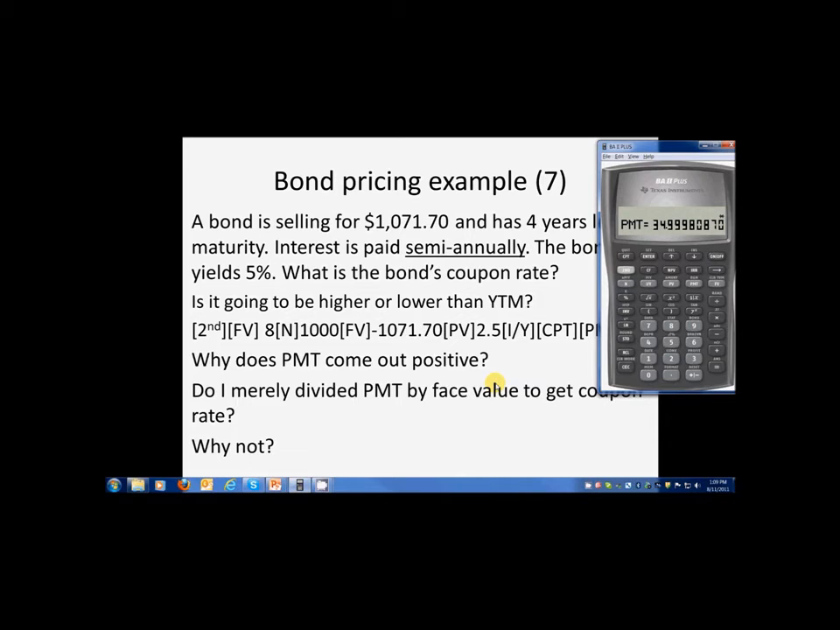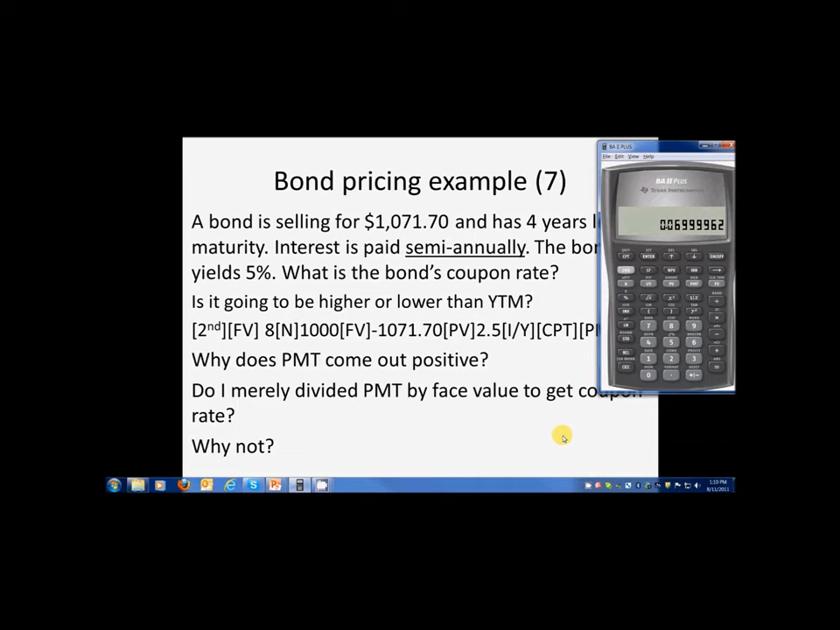Now, could we just divide now by the face value and get the coupon rate? No, because this is a semi-annual amount, so we have to multiply by 2. That gives us basically $70, and we're going to divide by 1,000, which is the face value, and we get 6.999962, which is basically 7%. And so the coupon rate on this bond is 7%.